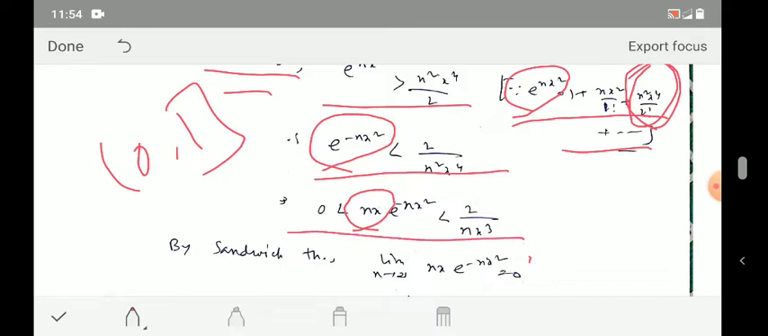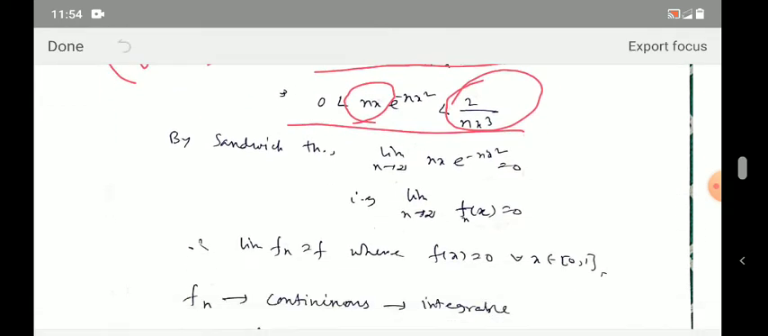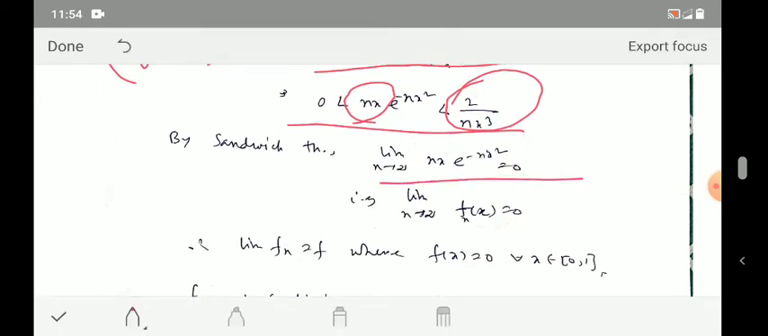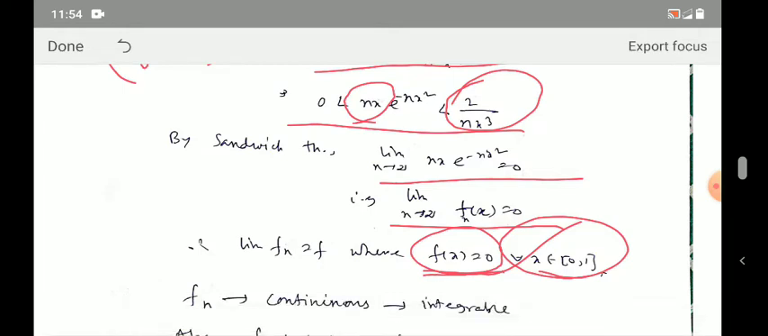Therefore, we get limit n tends to infinity 2 by nx cube equal to 0. Hence, by the Sandwich theorem, we get limit n tends to infinity of this equal to 0. That is, limit n tends to infinity fn(x) equal to 0. Therefore, the limit function f is given by f(x) equal to 0 for all x belongs to [0, 1]. That is, f is Riemann integrable because it is continuous. Also, the Riemann integration from 0 to 1 of f is 0.